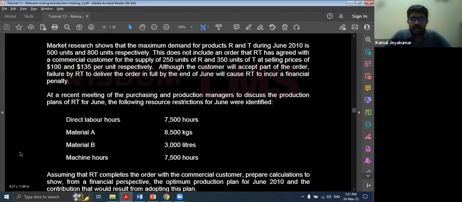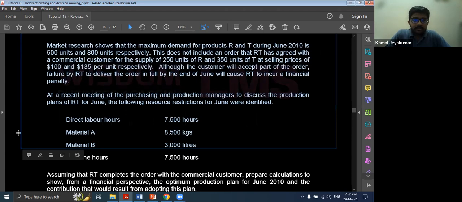This does not include an order that RT has agreed with a commercial customer for the supply of 250 units of R and 350 units of T at selling prices of $100 and $135 per unit respectively. So this is outside of your market demand and your market prices. This is a separate contract that you have entered into to produce and supply this number of units at these prices. Before supplying to the market, you have to fulfill the requirements of this contract, right? So these 250 units of R and 350 units of T, you have to supply, right? That is a contract that you have agreed into.